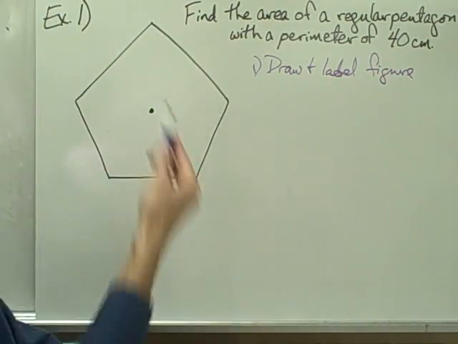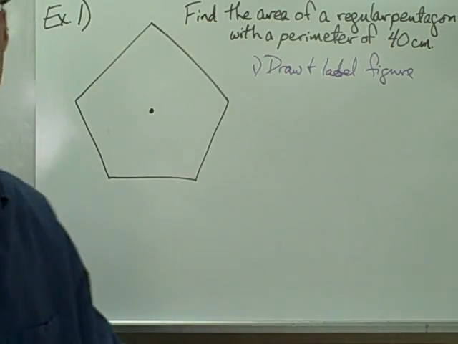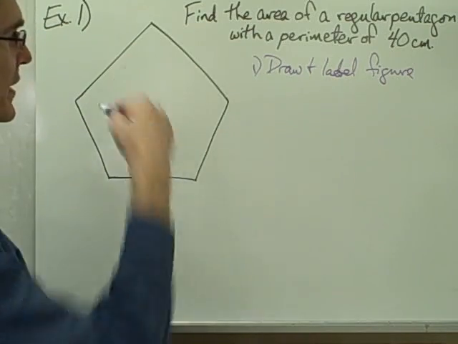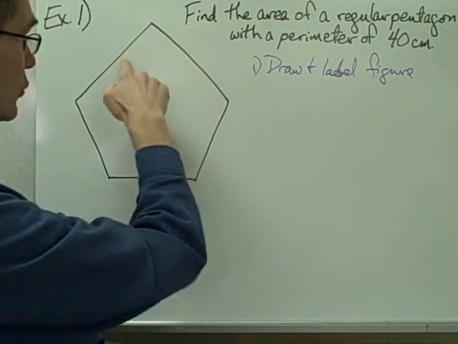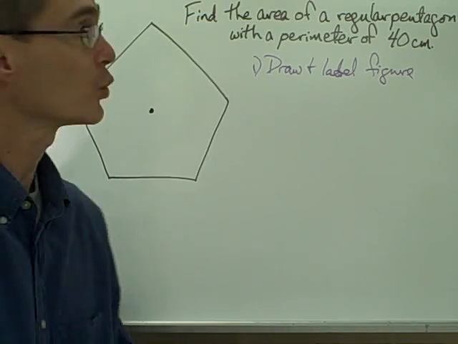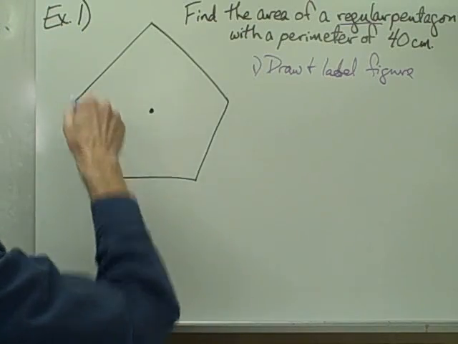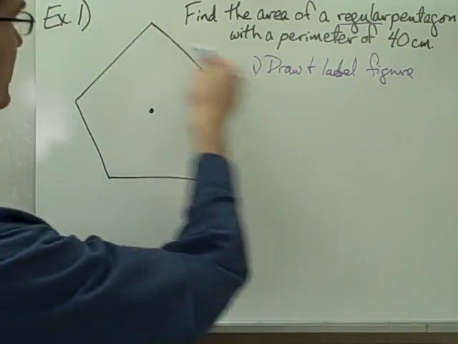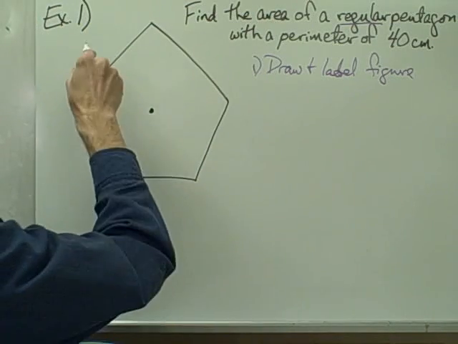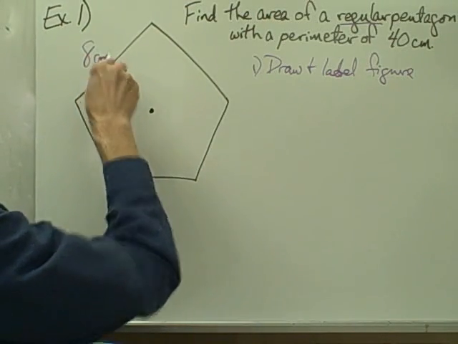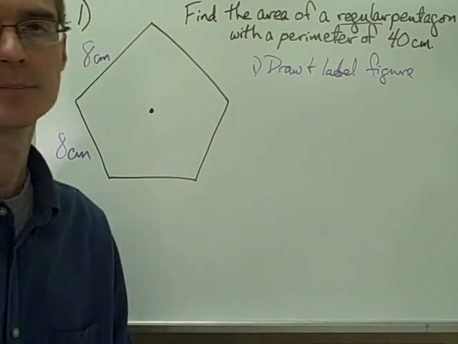Well, in this case, the figure's already drawn for me. It says I have a perimeter of 40 centimeters. If the perimeter is 40 centimeters and I have 5 sides, and those 5 sides are all congruent, and I know they're congruent because it's a regular polygon, a regular pentagon, then I know the length of any one side of my pentagon must be 40 divided by 5, which is 8. So 8 centimeters is the length of any of these sides. So they're all 8 centimeters.